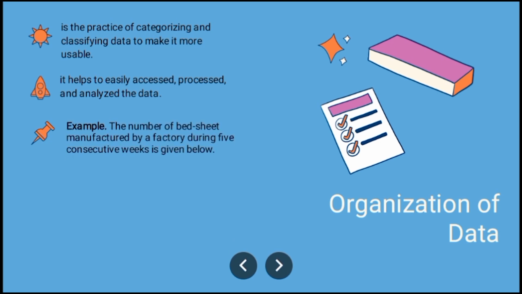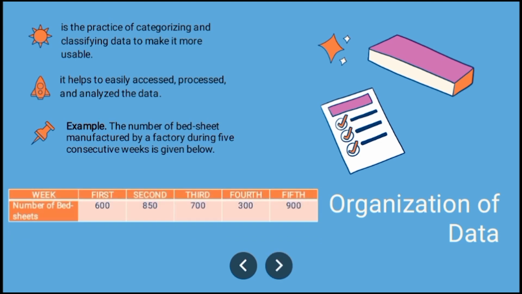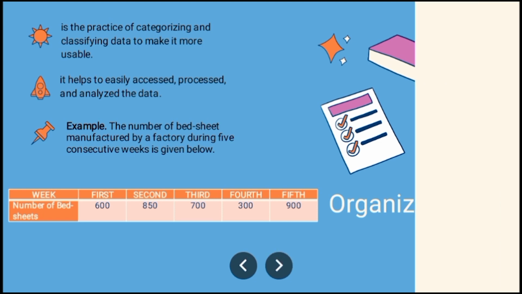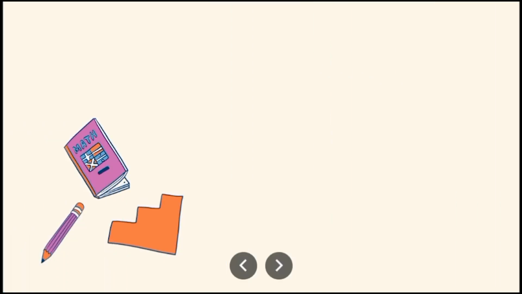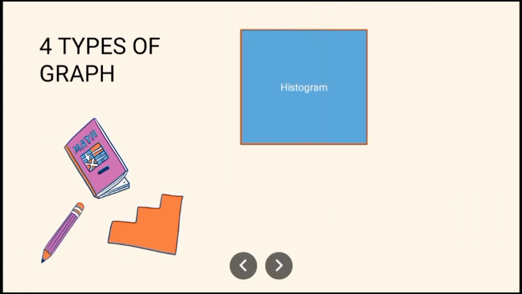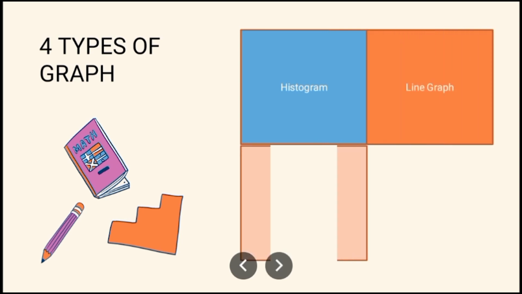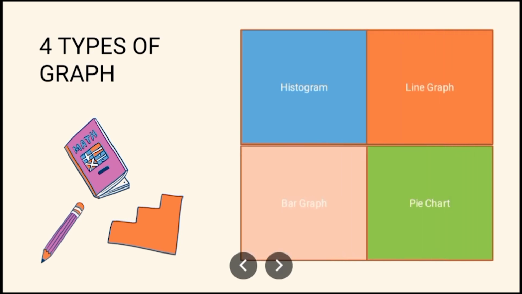So, example, the number of bed sheets manufactured by a factory during 5 consecutive weeks is given below. On the first week, they made 600 pieces of bed sheets. Second is 800 pieces, third is 700, fourth is 300, and on the fifth week, they made 900 pieces of bed sheets. So there are 4 types of graph: the histogram, line graph, bar graph, and lastly, the pie chart.